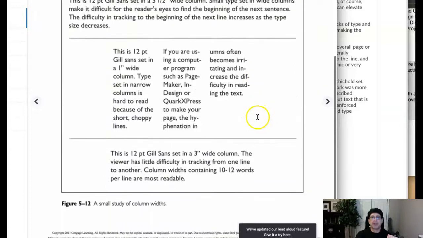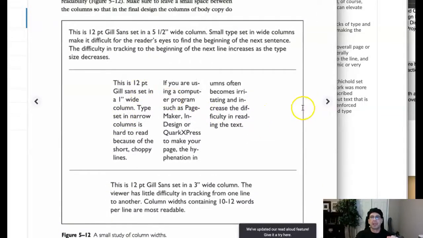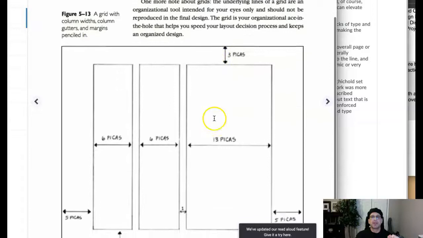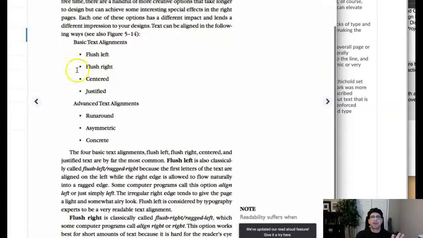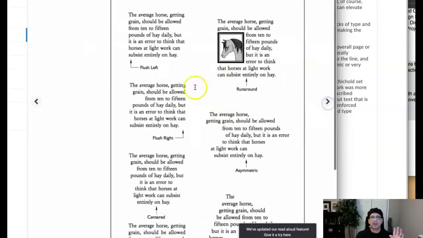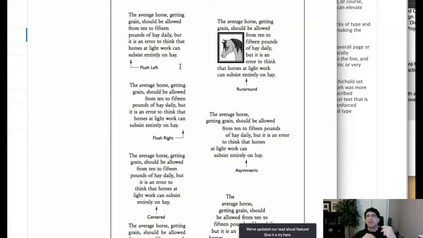Now I want to get into the examples of alignment for type. Here's a really nice little illustration of a grid. I want to get back into this type: flush left, flush right, centered, justified. There's a difference between legibility and readability, guys. Legibility refers to the typeface and its configuration. Are the letters legible? Does that L look like an L? Does the word "the" look like the word "the"? That's legibility. Readability is the way that the type is set.